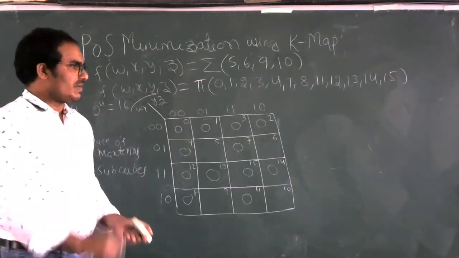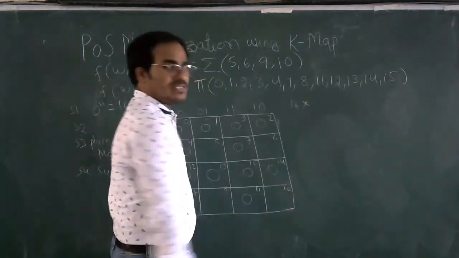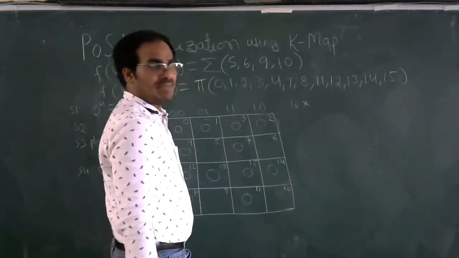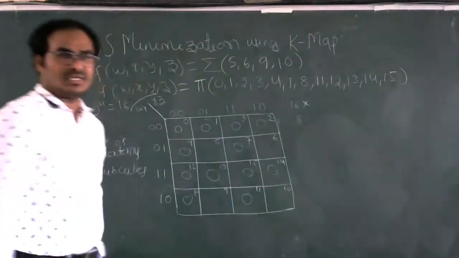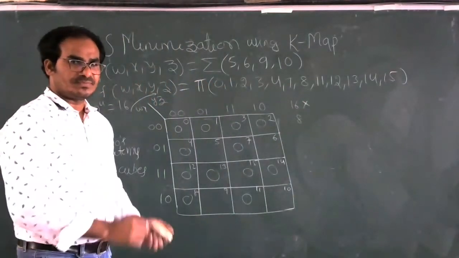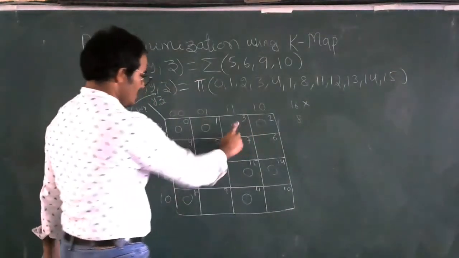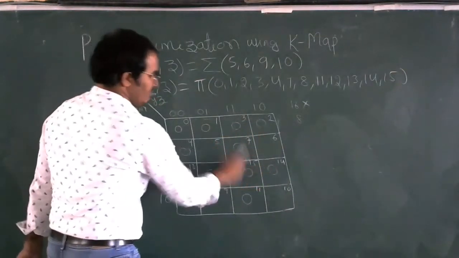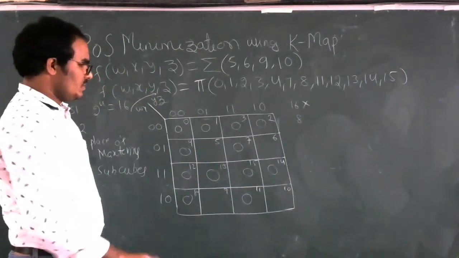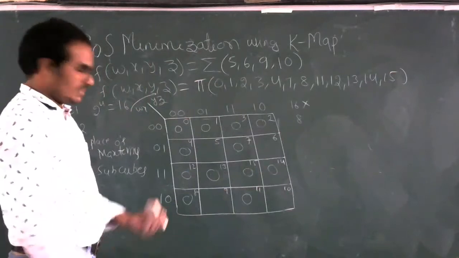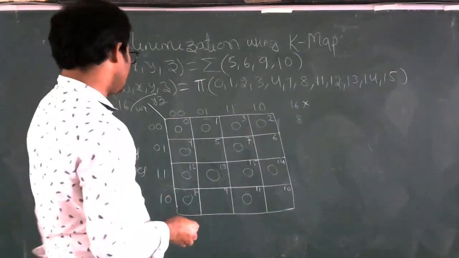So first we have to look for the largest possible subgroup, size 16. Not possible because all the 16 are not maxterms. But look for the octet. Is an octet possible? Yes, an octet is possible. 0, 1, 2, 3, 12, 13, 14, 15 are adjacent. So we will form one octet out of it.